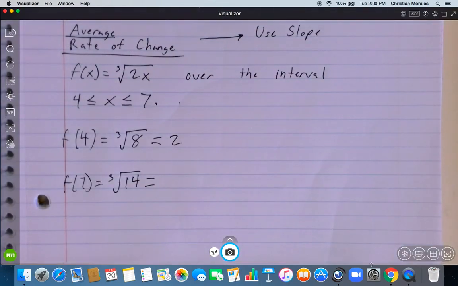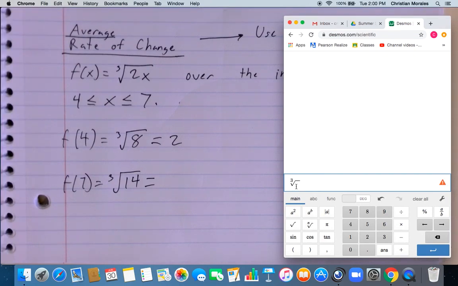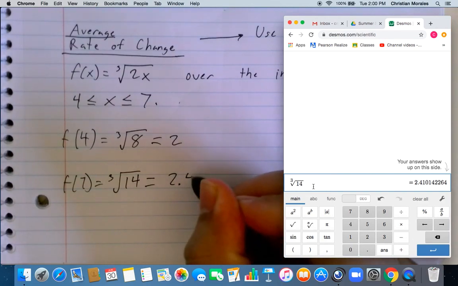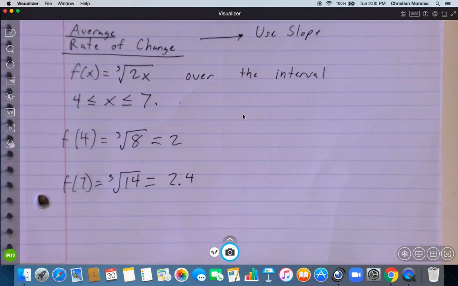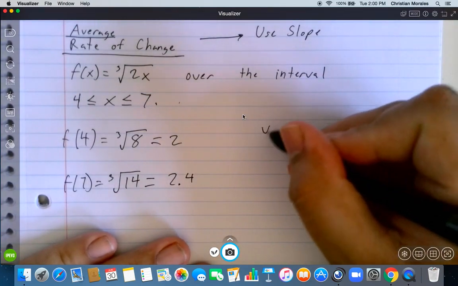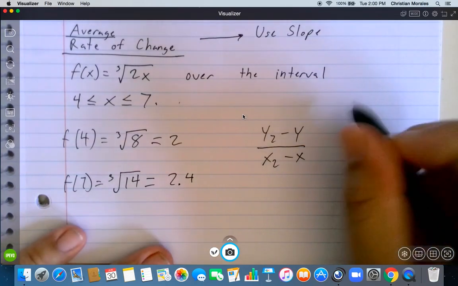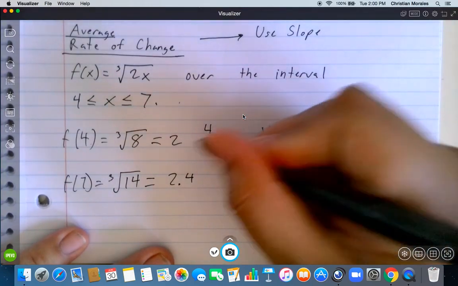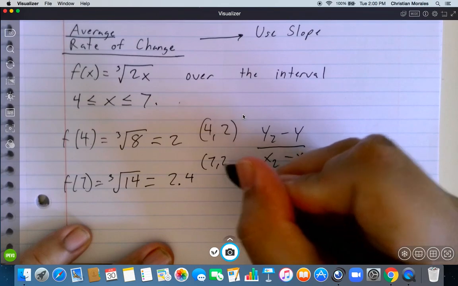Now I need a calculator for this. I need the cube root. You see, this one lets you put the cube root, so that's nice. Cube root of 14 is 2.4. See, not that big a difference. Okay. We're going to use the slope formula. y2 minus y1 over x2 minus x1. Remember, you can treat this like coordinates. Your x was 4, your y is 2. Your x was 7, your y is 2.4.